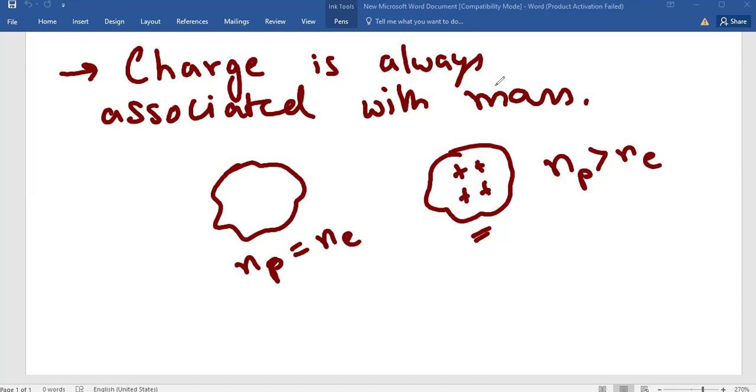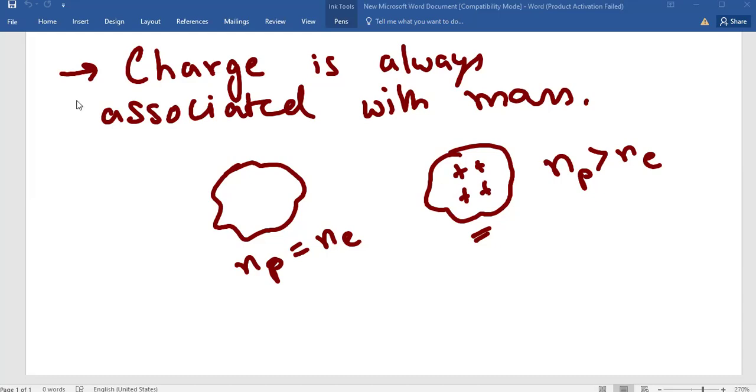But the reverse may or may not be true. It is not necessary that mass is always associated with charge, but charge is always associated with mass. Is it okay? Understood? Okay.